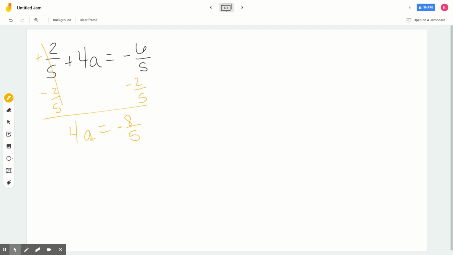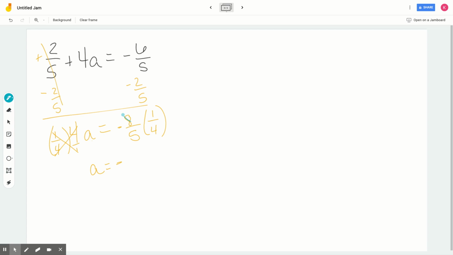Now, 4 and A are being multiplied by each other, so we would need to divide, but we can't divide a fraction by a number. So instead of dividing, we can multiply by the reciprocal. Well, what's the reciprocal of 4? Well, this is like 4 over 1. So the reciprocal is 1/4. So we're going to multiply by the reciprocal of 1/4. We're left with A on the left-hand side. Negative times a positive is a negative.